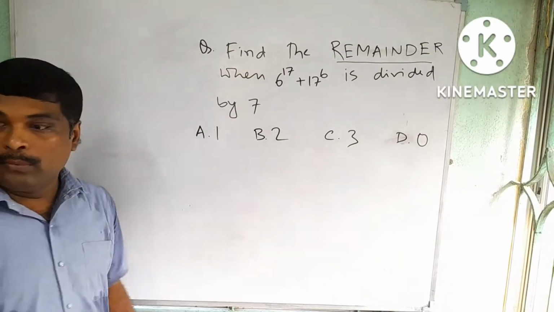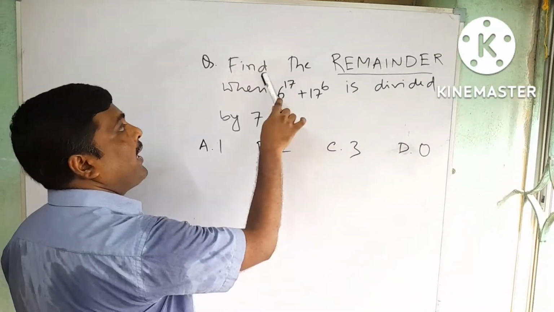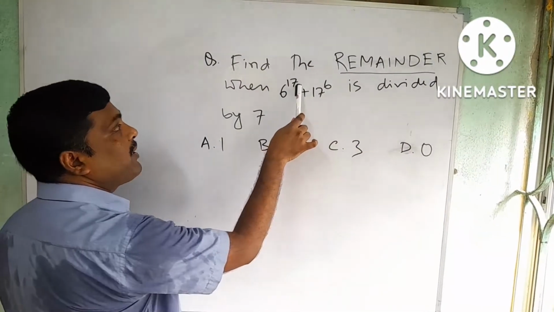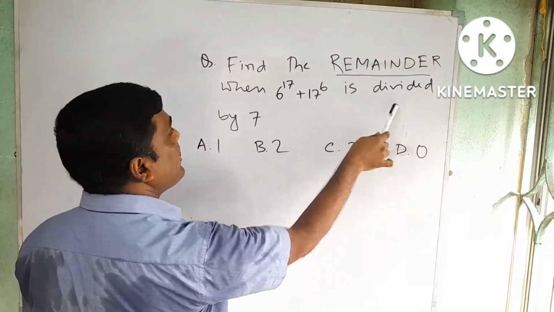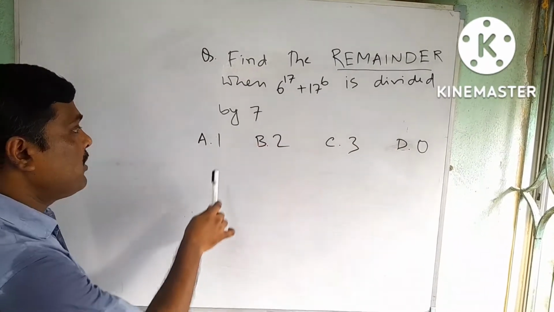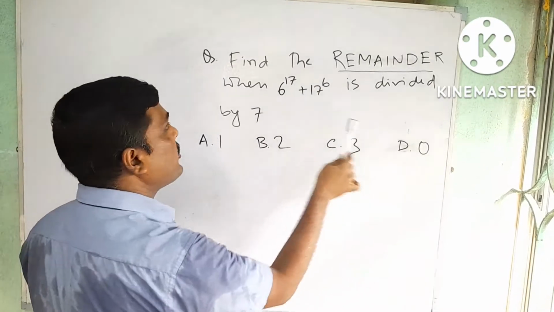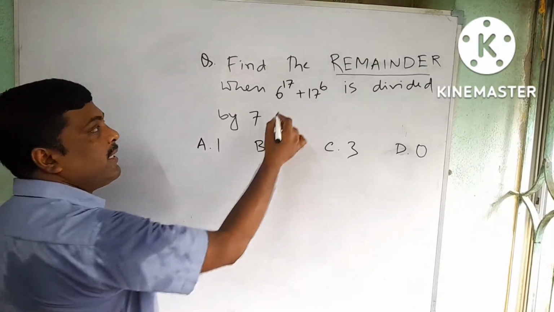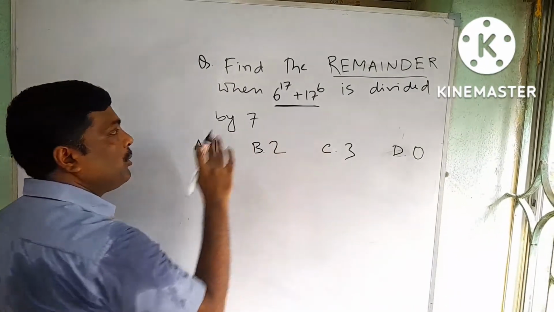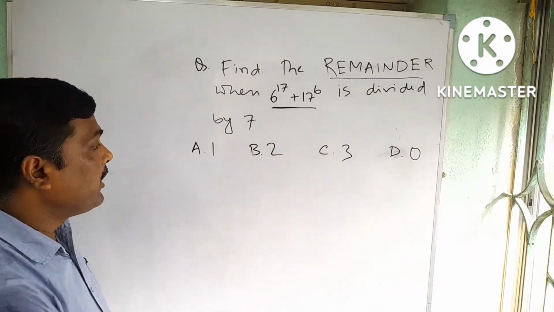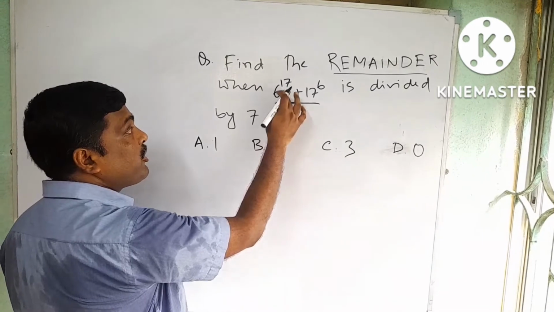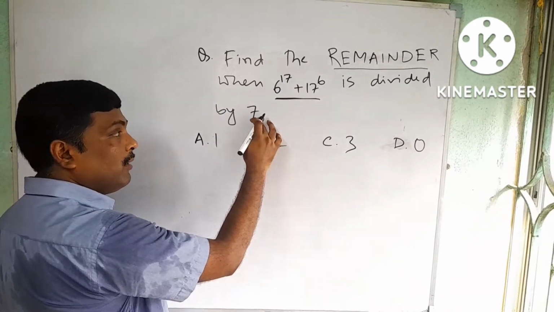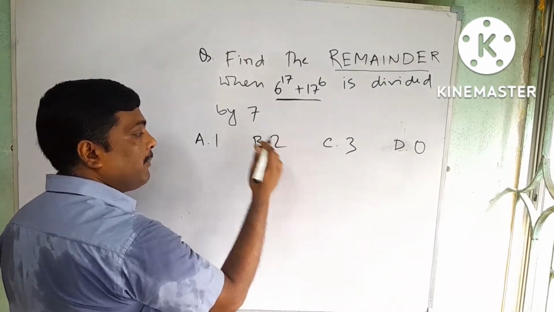Next one. Find the remainder when 6 to the power 17 plus 17 to the power 6 is divided by 7. Options are 1, 2, 3 or 0. Okay, first we divide 6 to the power 17 by 7 and find the remainder.